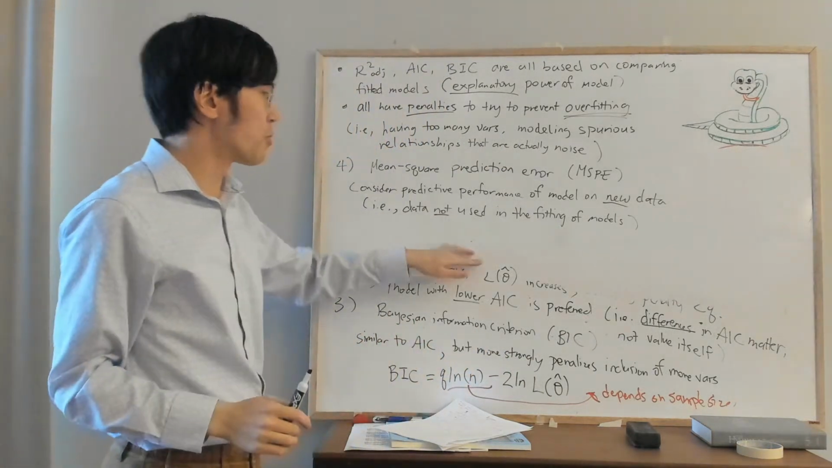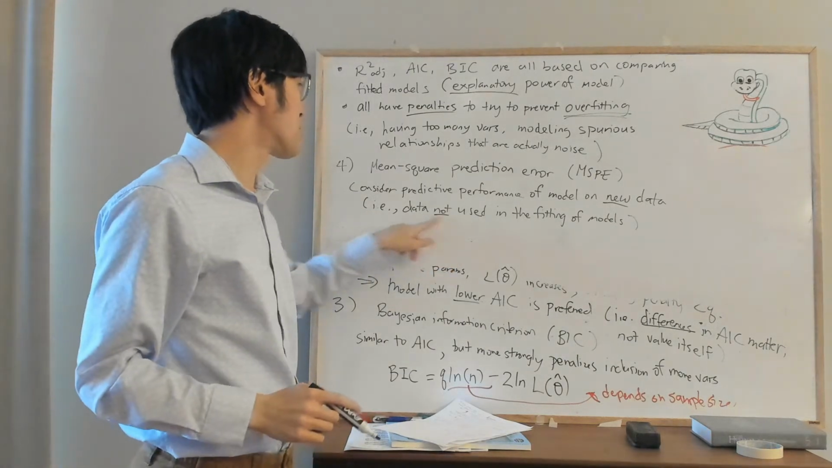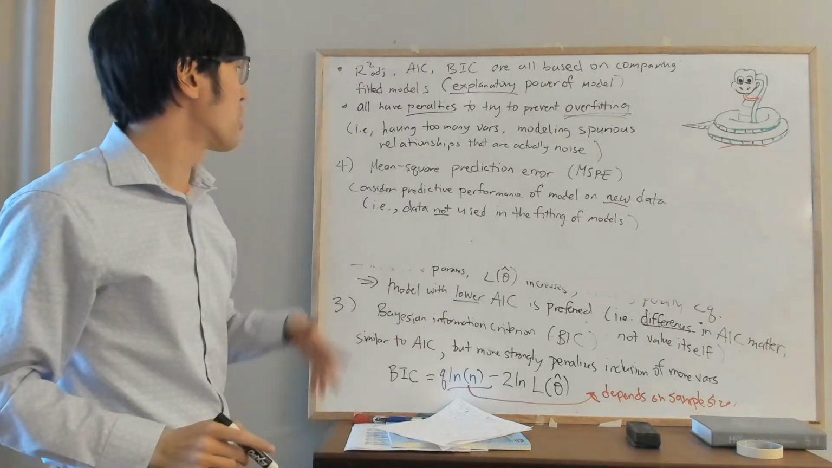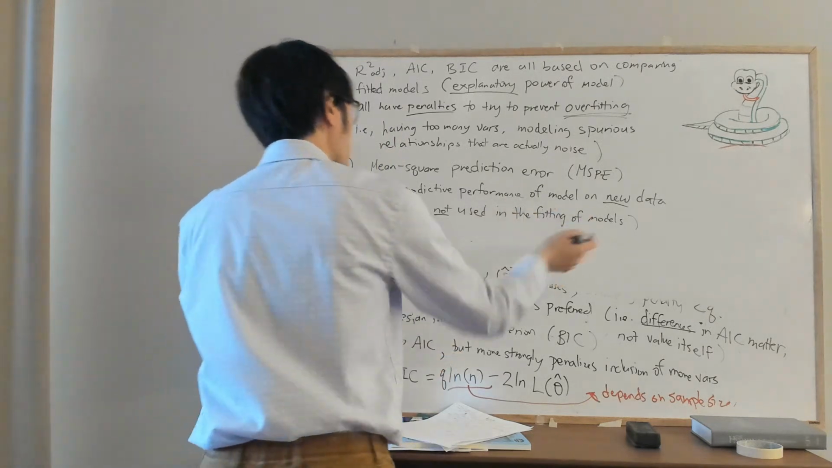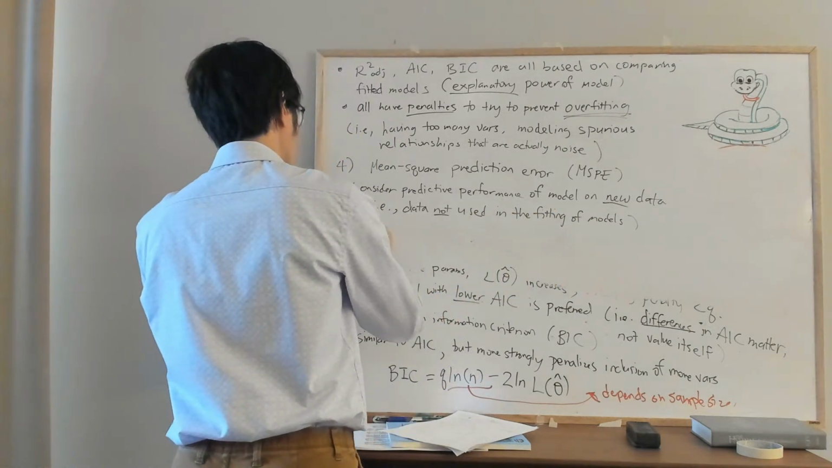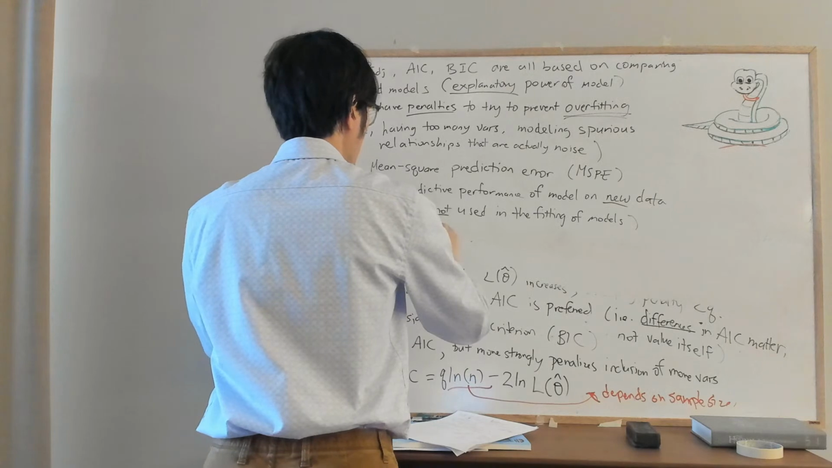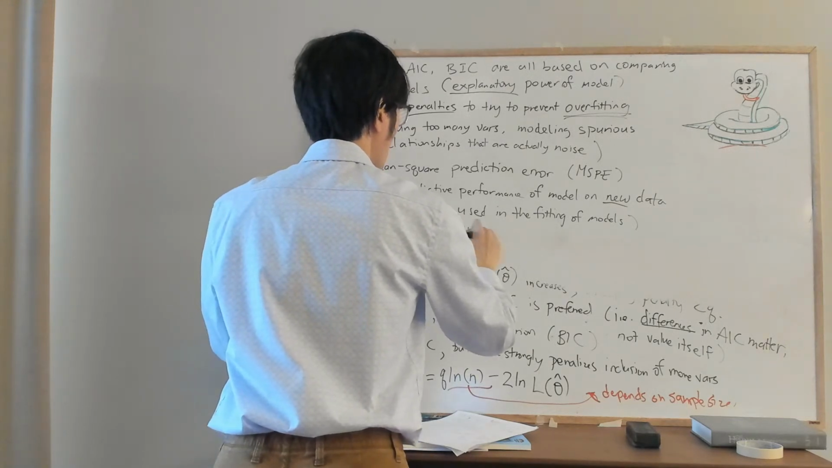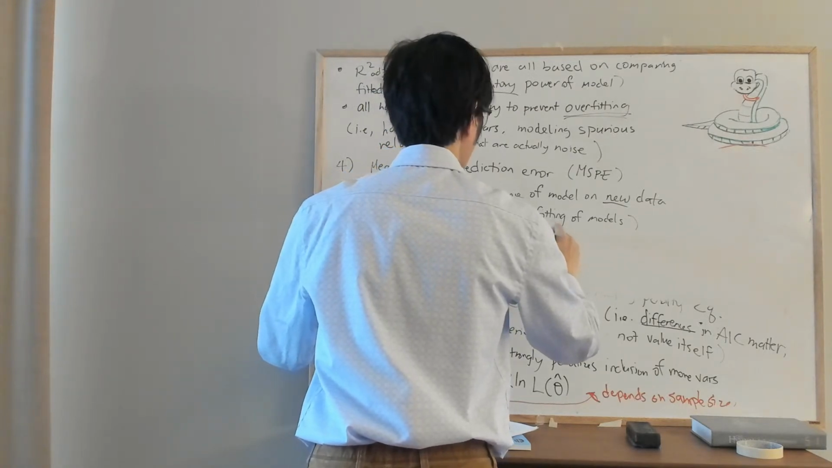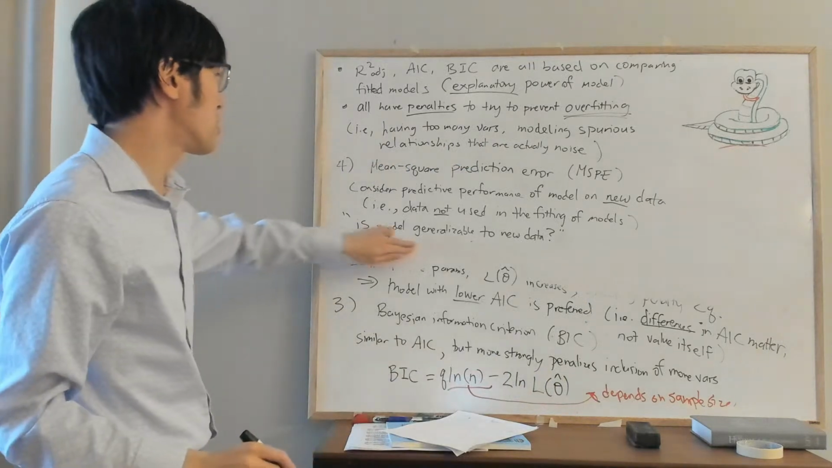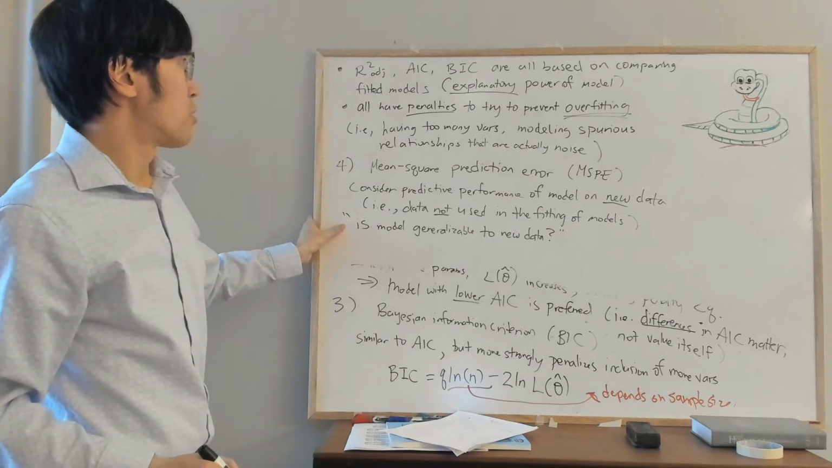This is also known as the out of sample performance of the model. In other words, this is asking whether the model we fit is generalizable to new data. So the key question is: is the model generalizable to new data? This is another kind of strategy to prevent overfitting.